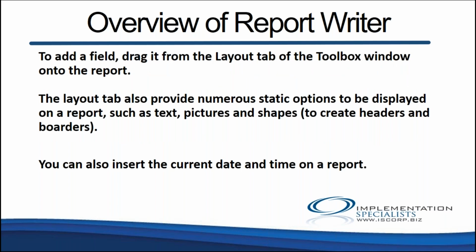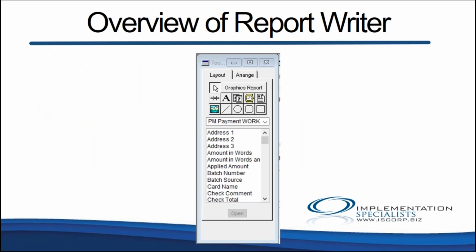To add a field, you drag out the toolbox window directly onto the report. And then you can move it around, as mentioned earlier. There are also a number of static options that can be displayed on a report: text, pictures, shapes, to create headers. You can also insert the date and time that's on the report here, and that's what the toolbox looks like.